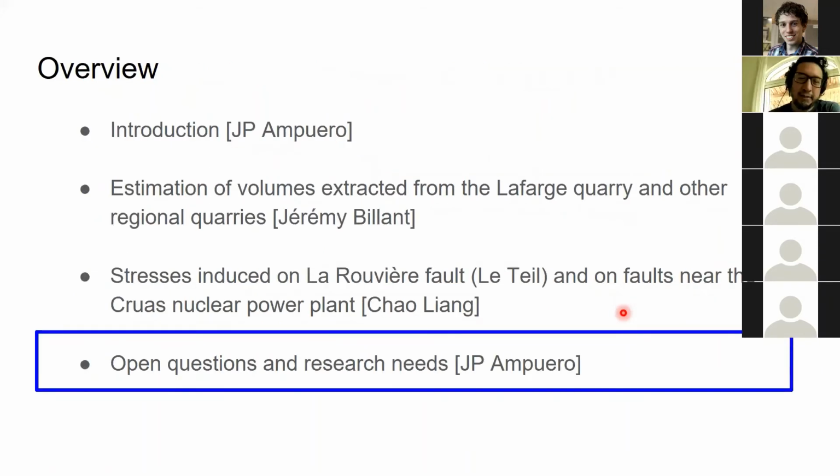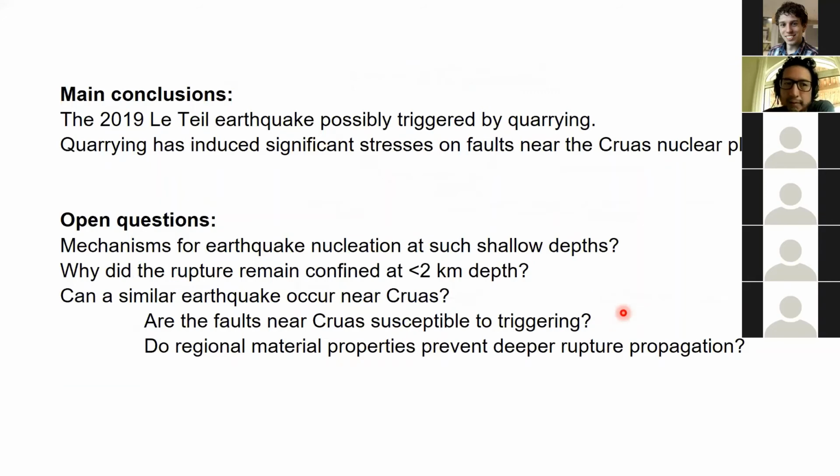Yes. Thank you, Chao. I will take over to wrap it up with some discussion about open questions and the research opportunities related to this. So the main conclusions here are the Teil earthquake was possibly triggered by quarry activity, and quarry activity elsewhere in the region close to the Cruas nuclear plant has already induced significant stresses on the faults that are close to Cruas. There are uncertainties related to this.